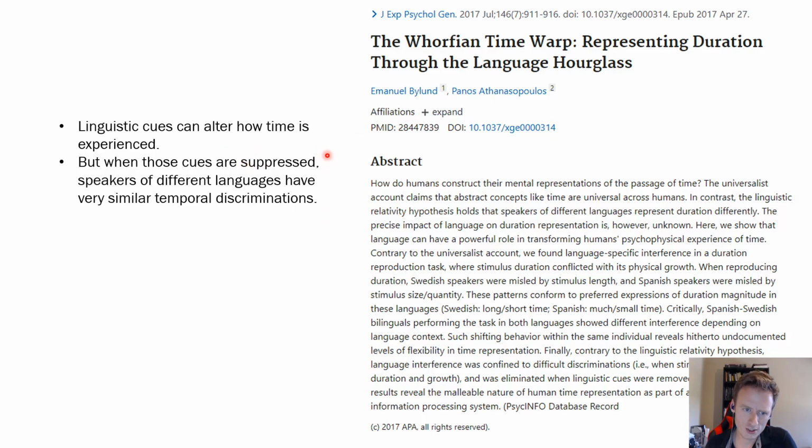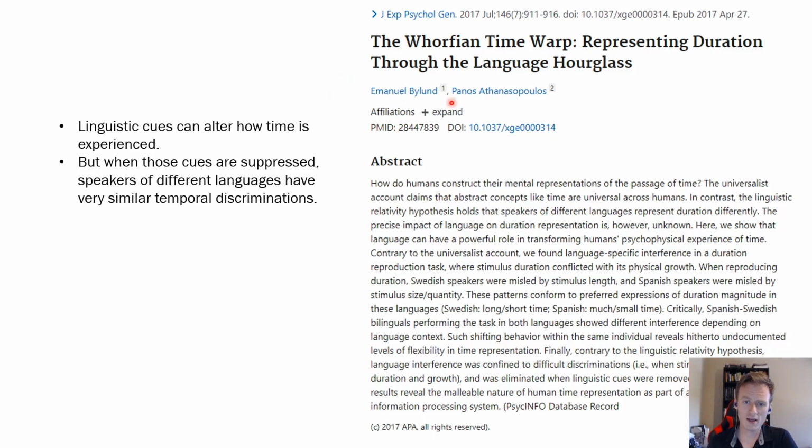On the one hand, there is a way in which speakers of different languages, so people that speak different languages, do have similar temporal discriminations in certain circumstances. So in this study, I won't go into the details, but there were two conditions. One in which there were cues that emphasize the language you speak. That was one condition. And in another condition, those cues were suppressed. Okay? And in both conditions, individuals were asked to make temporal discriminations. One using the language cues, and one not using language cues.